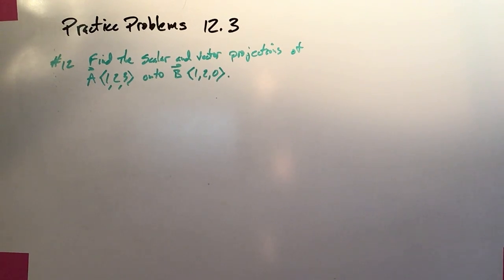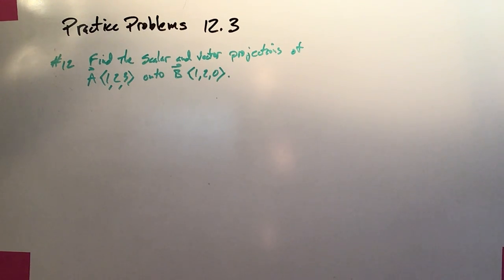Okay, the next practice problem we're going to do for section 12.3 on the dot product is question number 12. It asks us to find the scalar and vector projections of vector A onto vector B. I've added the labels in because they just gave the coordinates, and I think it's easier to actually talk about points or actual vector labels.